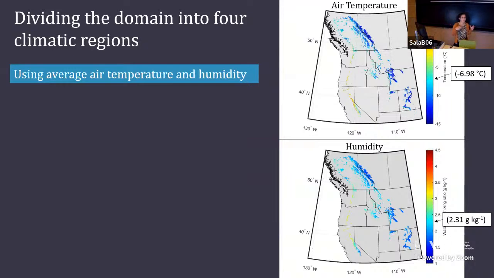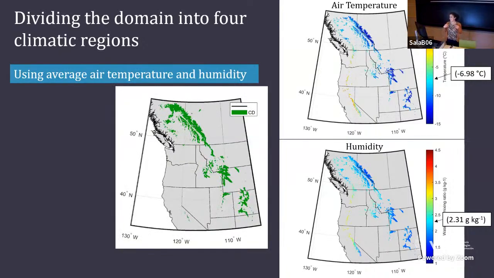If you remember the maps, there was a lot of variability through the region. So we divide the domain into 4 climatic regions. We use the average air temperature and humidity to separate these regions. The maps of air temperature and humidity are on the right. We use the average there, so around -7 degrees and 2.3 grams per kilogram of humidity, or water vapor mixing ratio, to be precise. Then if you take all the pixels below that median temperature and below that humidity, we found the region which we call the cold and dry environment.